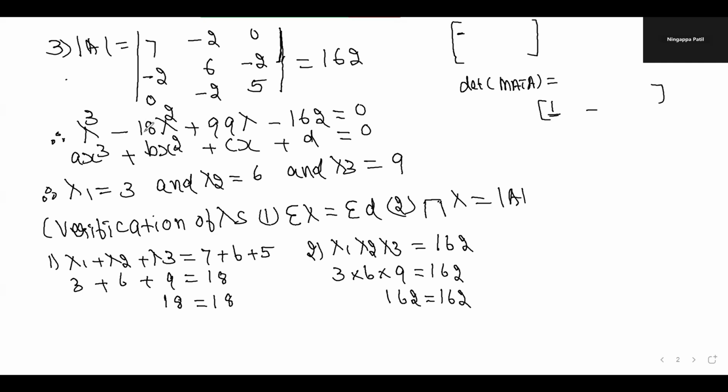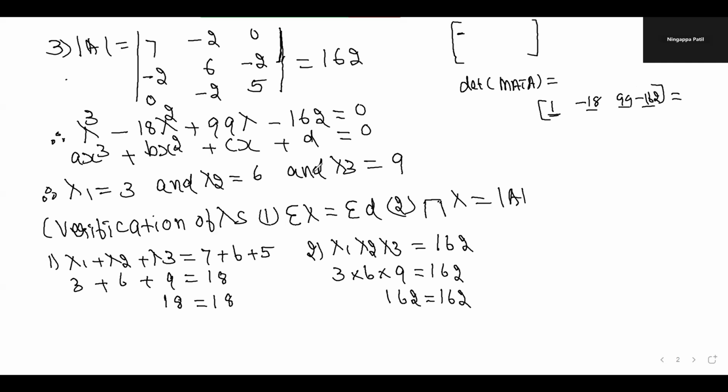Then look here. Coefficient of lambda square, minus 18, equal to button. And the cursor comes here. Then the coefficient of lambda, 99, equal to button. Then the cursor comes here. Then minus 162, equal to button. Then you press the equal to button again. You are getting on the display of the calculator x1 equal to 3, x2 equal to 6, and x3 equal to 9. And these are the Eigen values, my dear students.